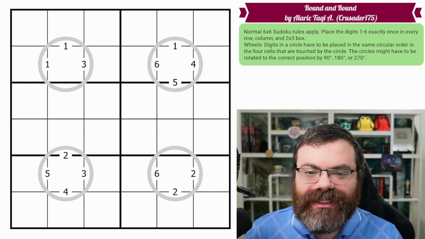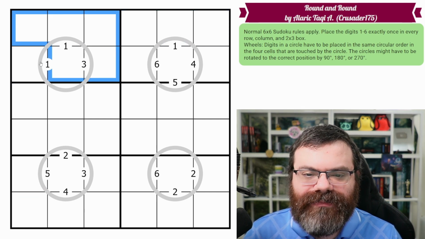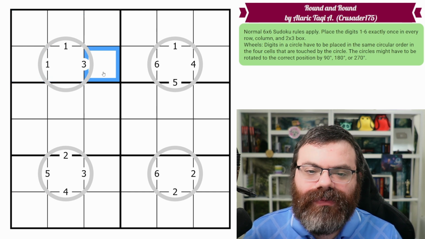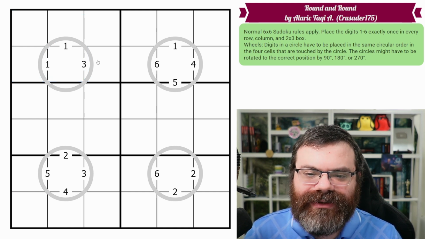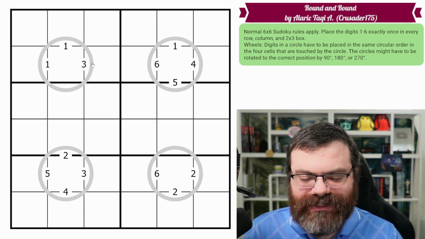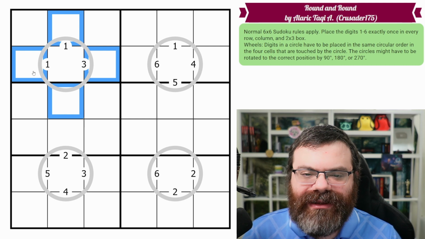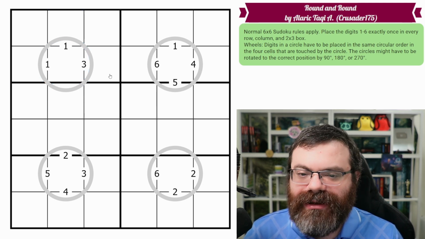So we do have normal 6x6 Sudoku rules, meaning in every row, every column, and every 2x3 box, we are placing the digits 1 to 6 exactly once each. We also have these wheels in the grid. You can imagine these wheels can rotate 90 degrees, 180, 270, or stay the same. The digits in these 4 cells have to match whatever digits are on the wheel, but the wheel could be turned. So you have to figure out how the wheel needs to be turned and then fill in the digits as such. So hopefully that makes sense.